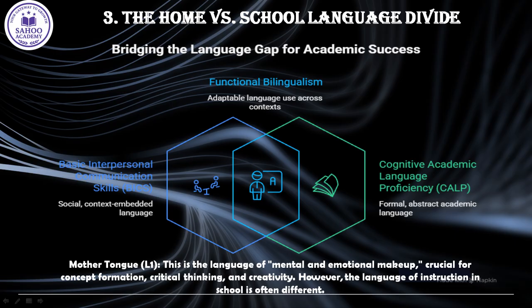So now look at the slide, where I have given importance to the mother tongue. That is the foundation of a child's education. Let's start at this foundation, the mother tongue, or the L1. This is not just a language, it is what the National Curriculum Framework calls the language of a child's mental and emotional makeup. It is the language of the heart and the home, and it is crucial for building their first concepts, for critical thinking, and for creative expression. It is the lens through which they first understand the world. Yet, the language of instruction in school is often different. So, it creates the first point of separation.